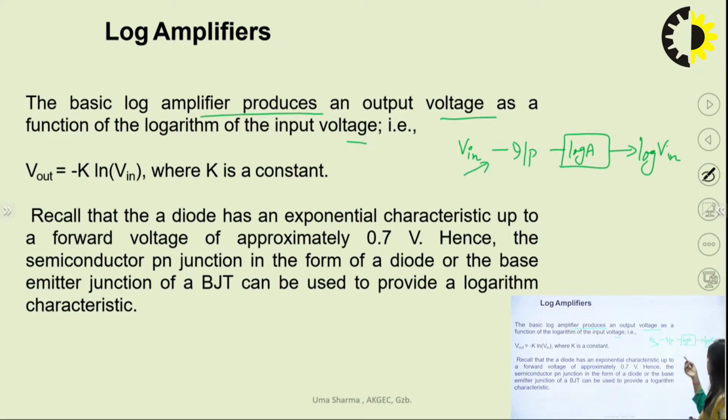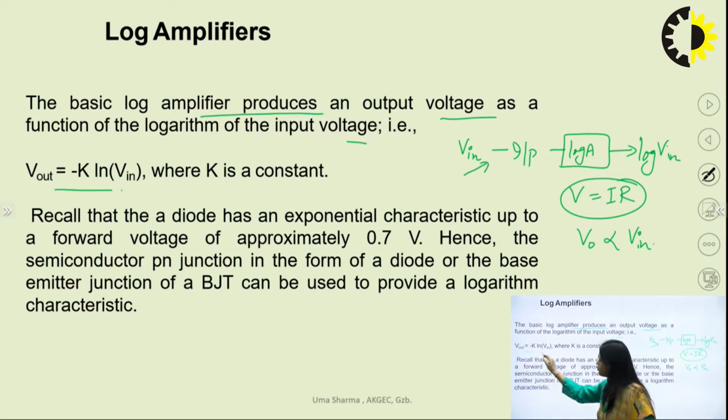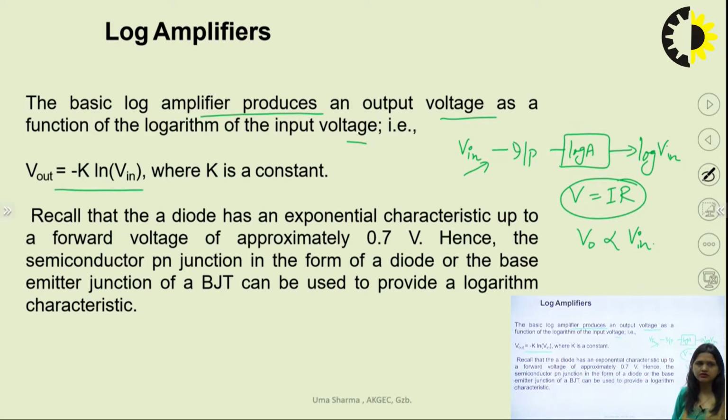Linear relation means V equals IR, that means the output should be proportional to V input. But in this case, the output is not proportional to the input voltage because it is logarithmic. There is a logarithmic or anti-logarithmic relation between input and output. That's why log and anti-log amplifiers are known as non-linear applications of op-amp. You can see that this is the output expression of the logarithmic amplifier.